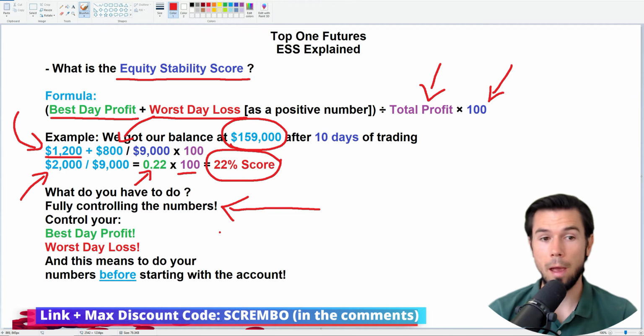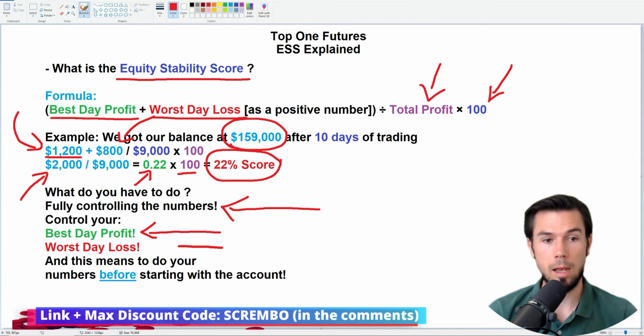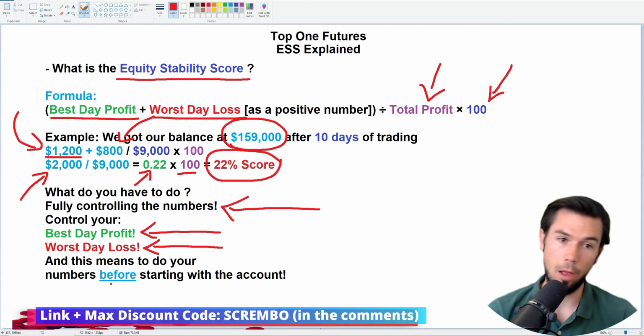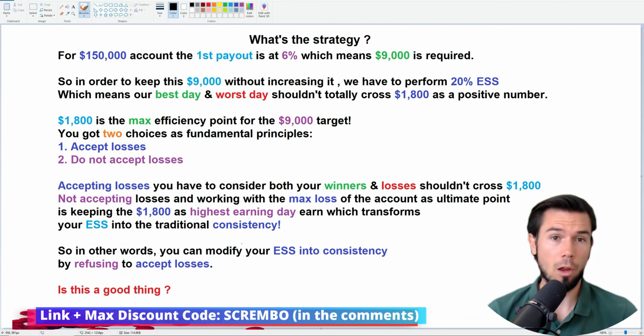So you gotta control your best day profit, which means you clearly need to know how much money you need and what is too much. And you also have to control your worst day loss, right? These are the two things you got to control in the way of numbers. This means to do your numbers before starting with the account. This is the concept that needs to be applied, guys. That's how we should approach this subject. Without this, we're not going to be able to get to the payout. Simply not. Now, let's talk about the strategy and let's brainstorm the whole subject.